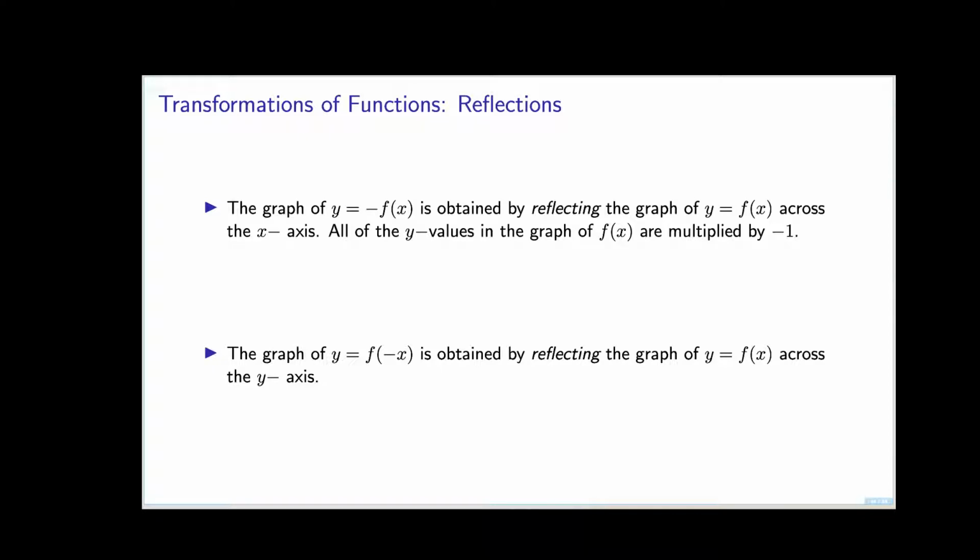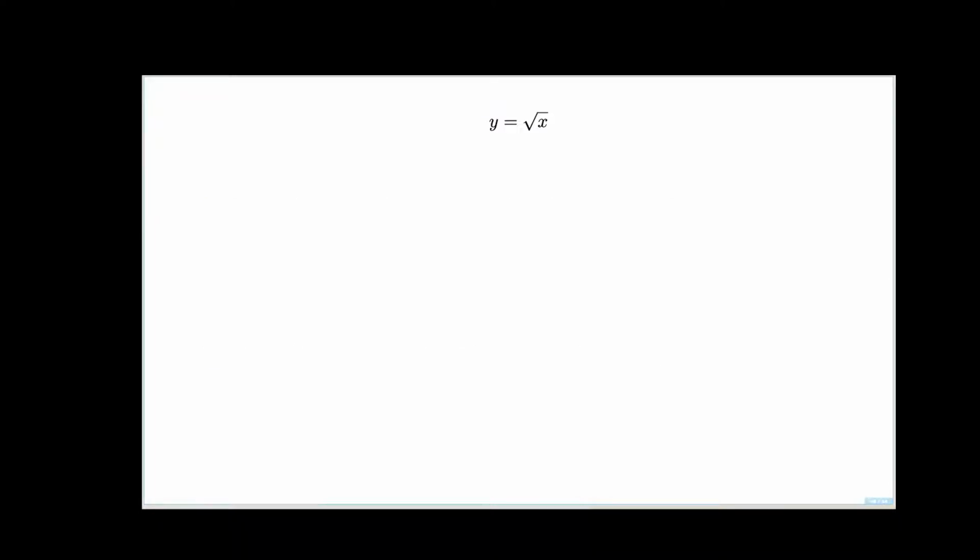Let's use these ideas to graph a few functions. We're going to start with the function y equals square root of x. Now you may remember how to graph this function, but let's just do a quick review in case it's been a while since you've graphed the square root function. The first thing we'll do is think about the domain of this function. We know that we can only take the square root of a non-negative number, so our expression inside the square root must be non-negative, so our domain is all x greater than or equal to 0.